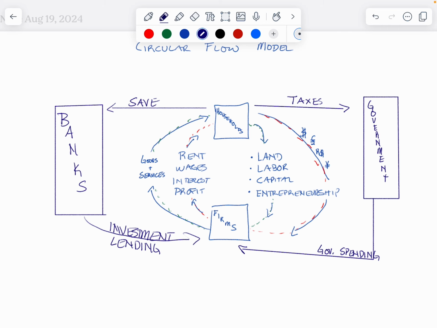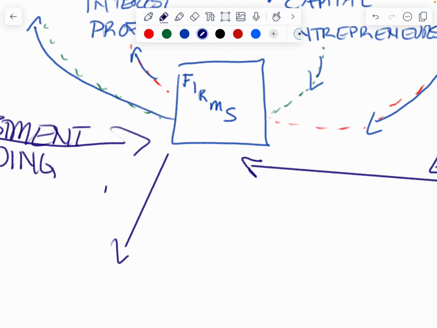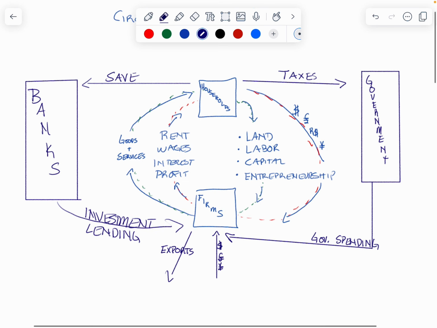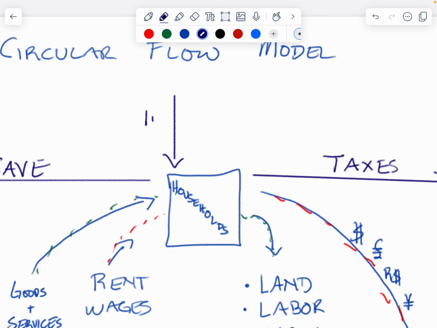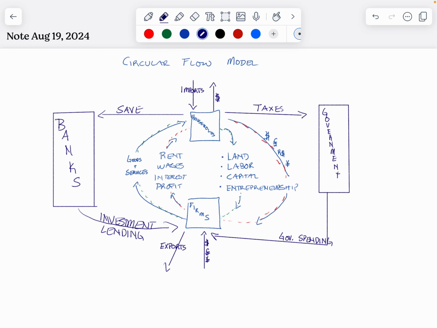One more final complicating piece. Firms send some of their goods and services out of the country in what we call exports. And they receive foreign currency for those exports, which can come into the firms. So that's an additional addition of money which can come into the economy. Households may not buy all of their goods and services from domestic firms. They may choose to import some of those goods and services. And so they will send their currency out into the world.